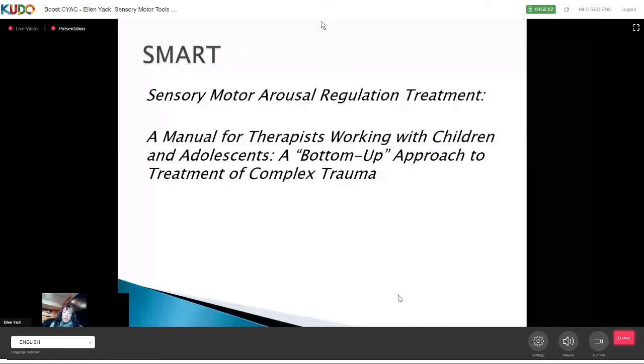An occupational therapist by the name of Jane Kumar had a private clinic. She's since died a couple of years ago. She had a private OT clinic in Boston that Bessel van der Kolk was aware of. He asked Jane Kumar to come to his clinic to consult and provide some sensory motor tools for their clients because they were finding it difficult to meet with clients and work on therapy when their clients were really anxious and dysregulated.